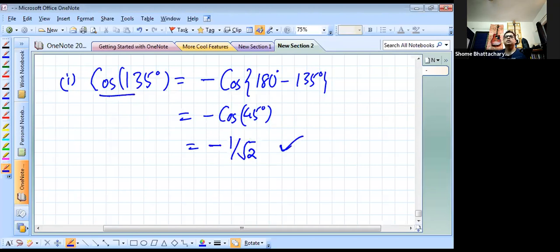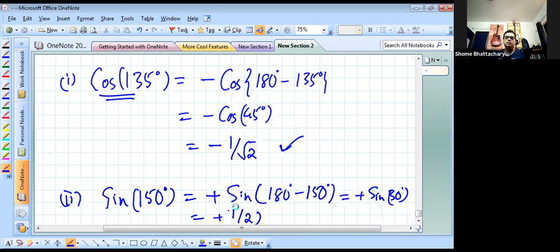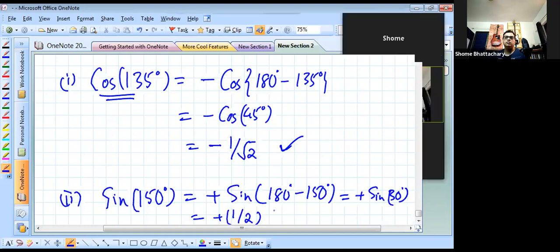Similarly, I'd asked you to find sine of 150 degrees. Remember, sine theta is plus sine of 180 minus theta, because sine is positive in the second quadrant. So that becomes how much? It becomes plus of sine 30 degrees. So that's why your answer here will be plus half. This is the answer to the second part.